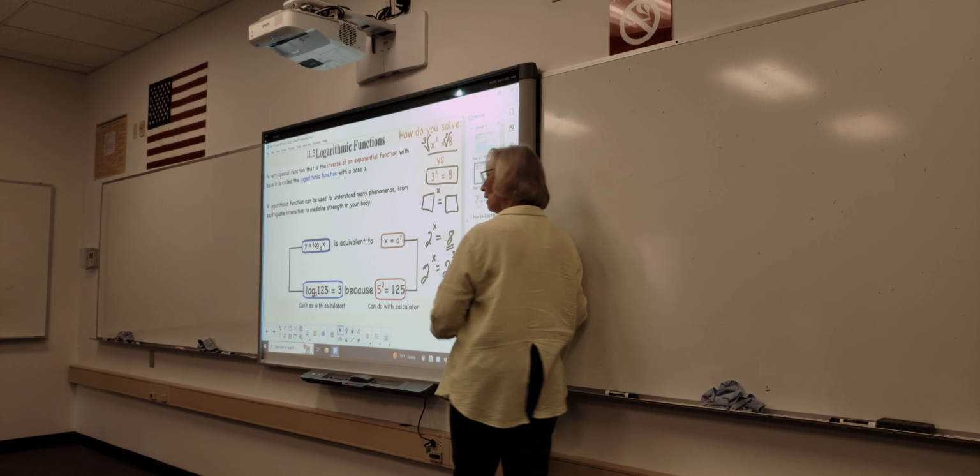Base 5 of 125 equals 3. You might want to write that down if you didn't know how to read this problem. We start out by saying log, base of 5. Then my brain and my mouth has to name the base, and that's always the little number. And then my brain has to say of the big number, and then equals whatever's at the back end.